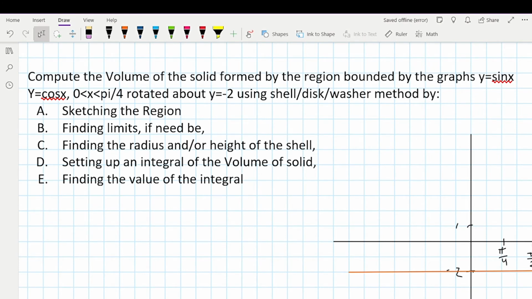So our next question says, compute the volume of the solid formed by the region bounded by the graphs y equals sine x and y equals cosine x on 0 to pi over 4 rotated about y equals -2 using the shell, disk, or washer method by sketching the region, finding its limits, finding the radius and or height, setting up an integral, and finding the value of the integral.